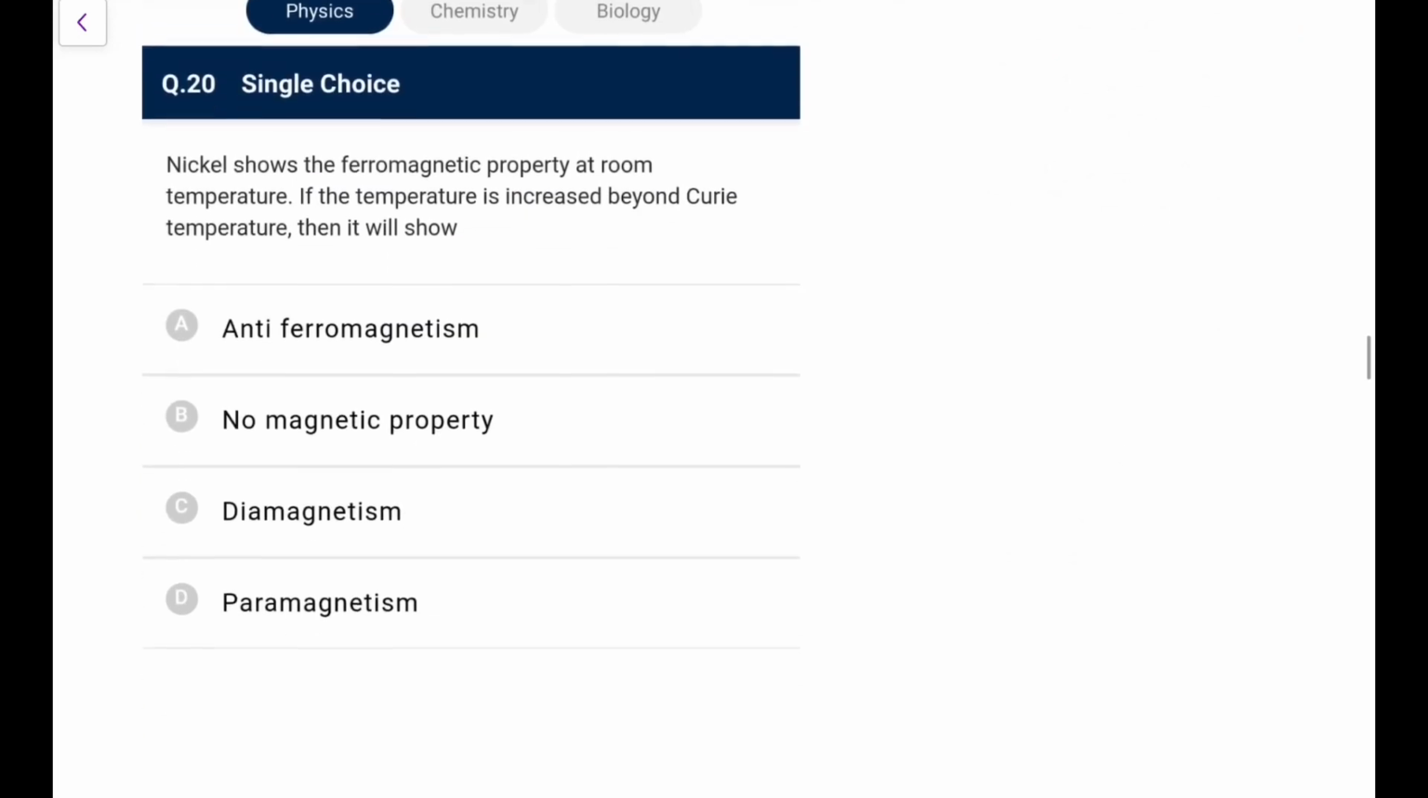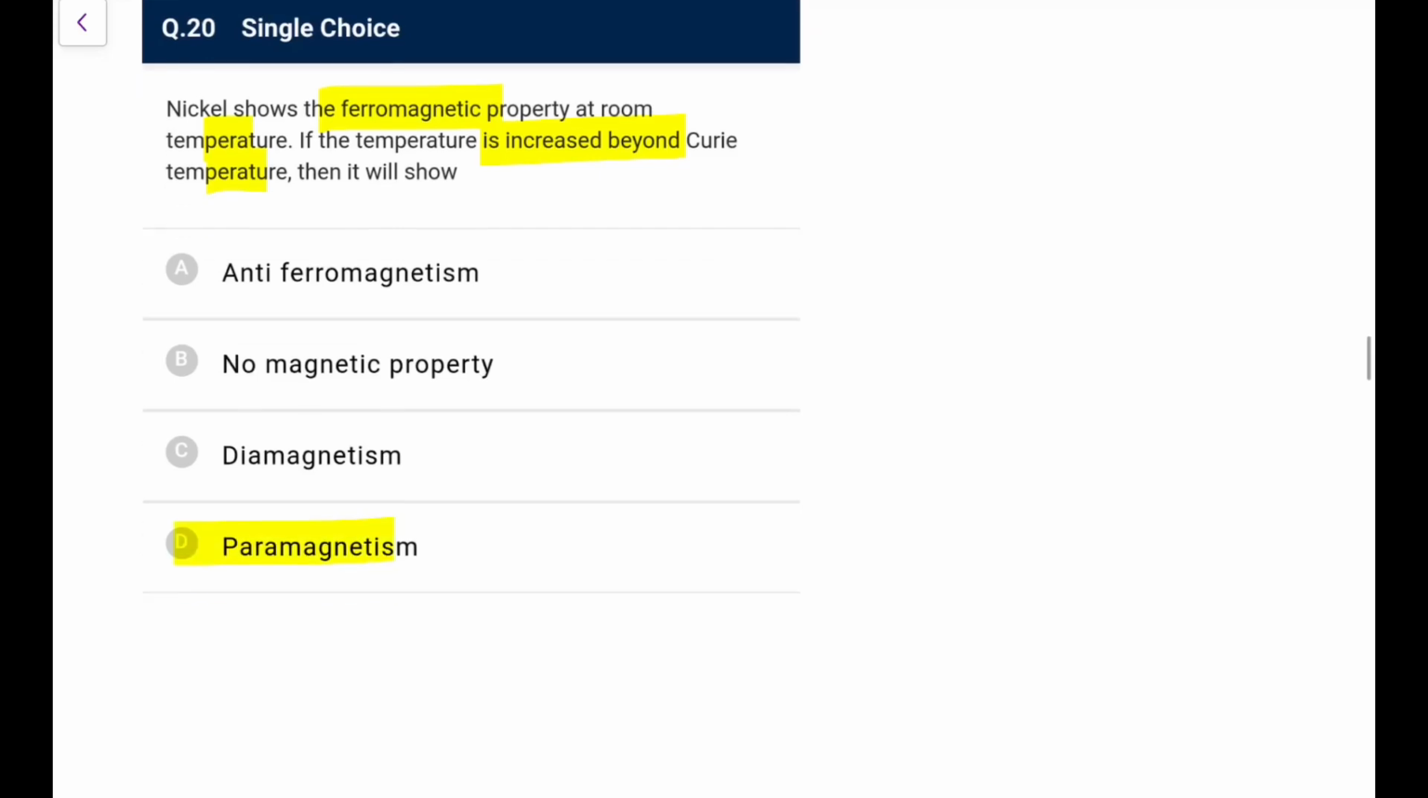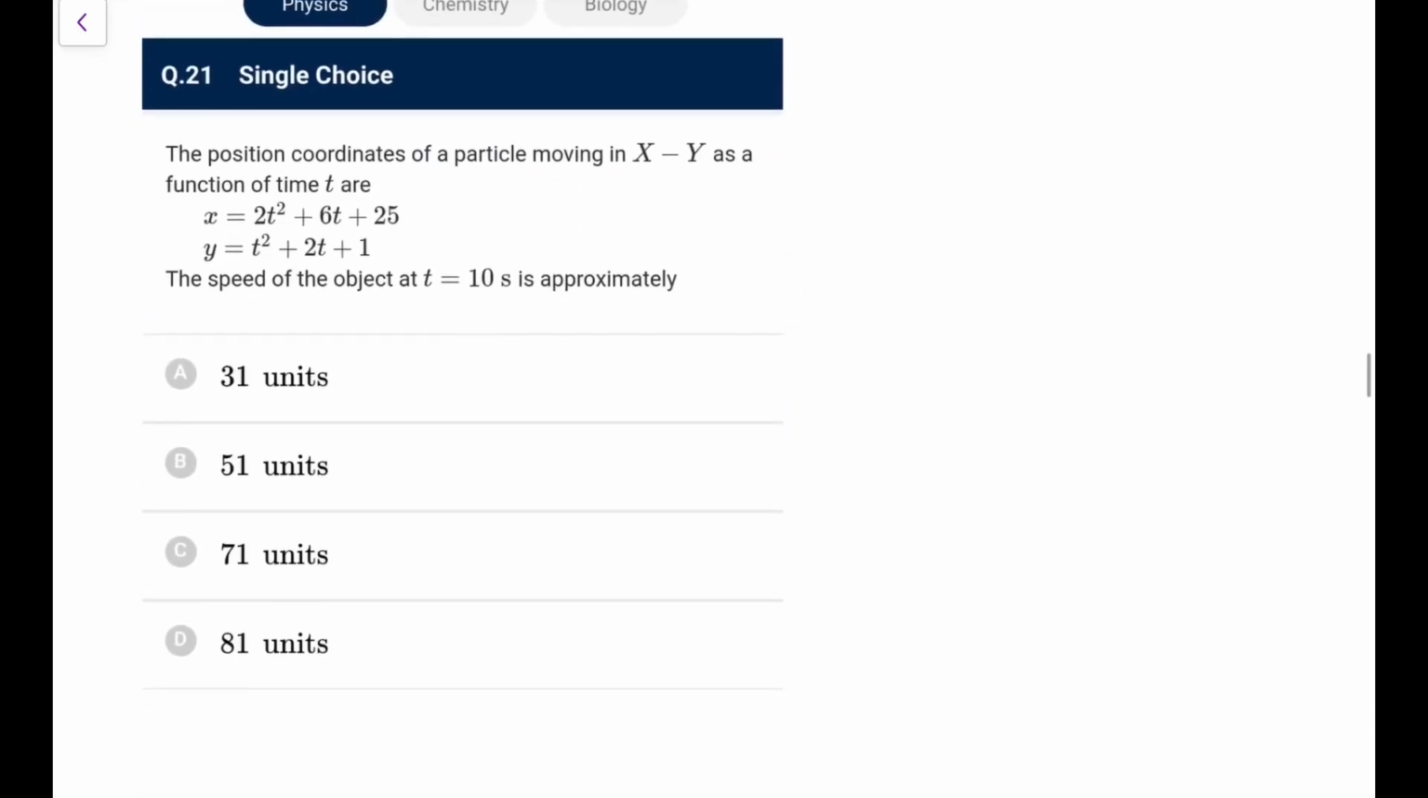Next one. Nickel shows the ferromagnetic property at room temperature. If the temperature is increased beyond Curie temperature, a ferromagnet starts behaving as a paramagnet. So option D will be the answer. Next one. The position coordinates of a particle in xy as a function of time are given like this. The speed at 10 seconds is. Let's calculate differently. First of all, Vx is dx by dt, it is 4t plus 6. Vy is dy by dt, which is 2t plus 2.